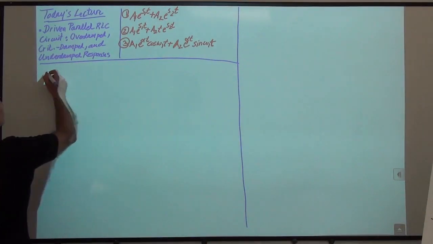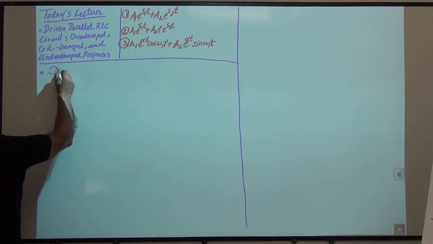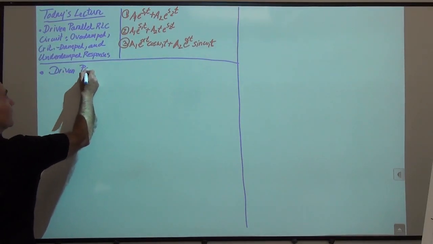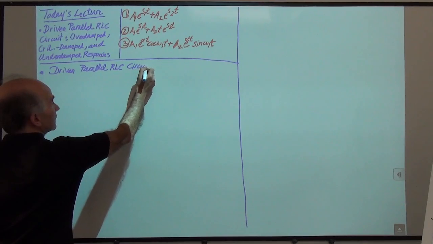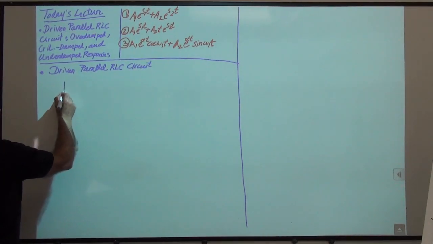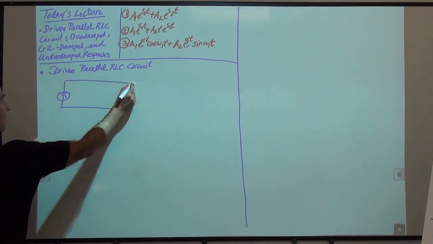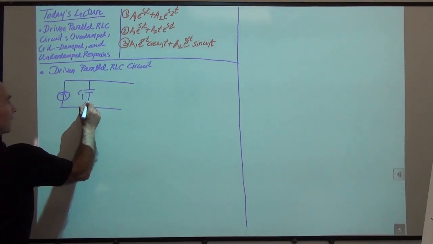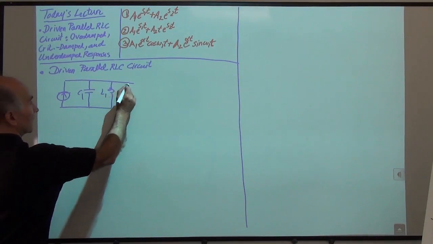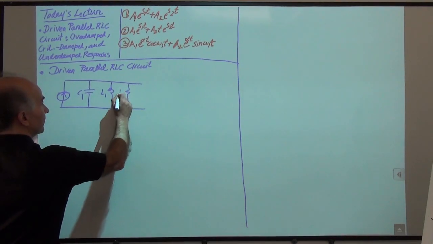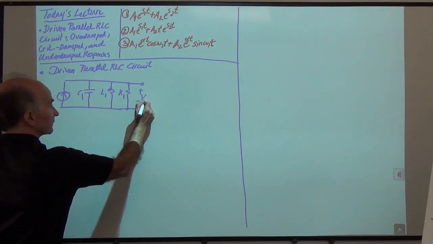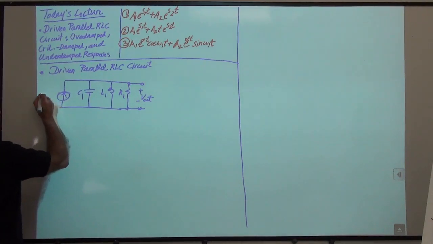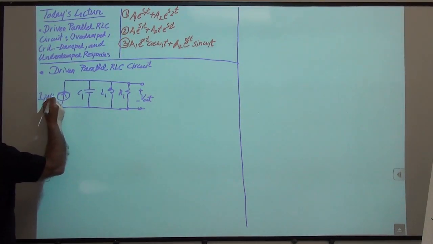So here's our driven parallel RLC circuit. I have to draw that again. So we have a current source attached to a capacitor C1, an inductor L1, and a resistor R1, and we are interested in this voltage for now. And this is I1 u(t).